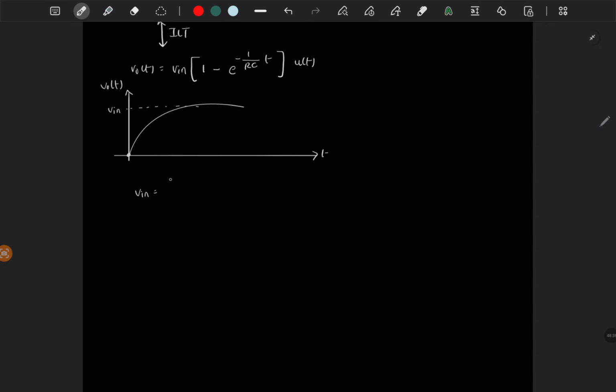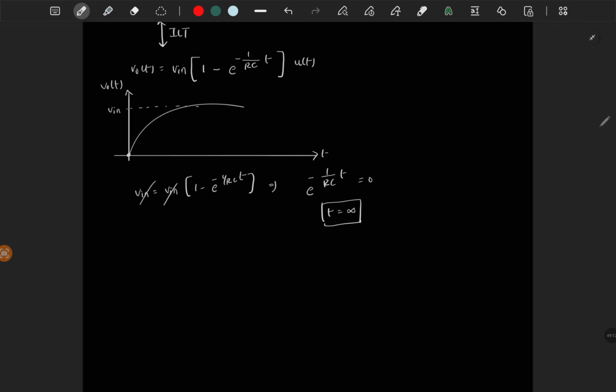So the output voltage is now the input voltage, and we are going to find the time at which it reaches its input voltage value. So V and V cancel, then it's 0, so e to the power of minus 1 by RC into t is 0, so t is equal to infinity.